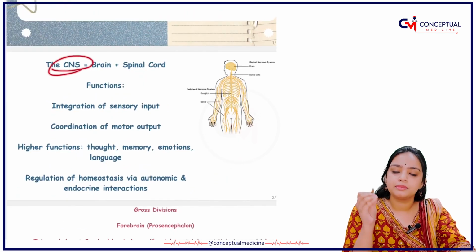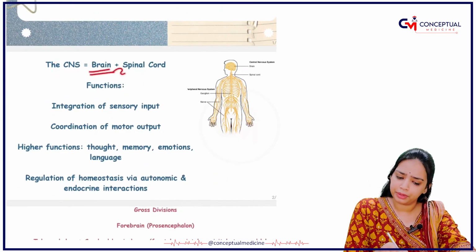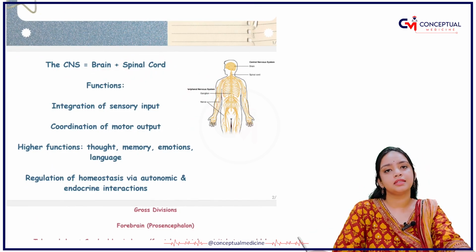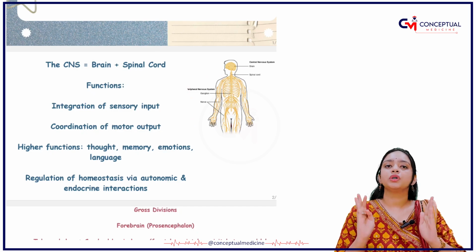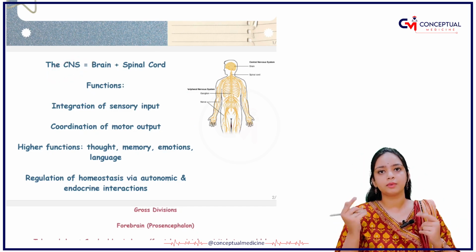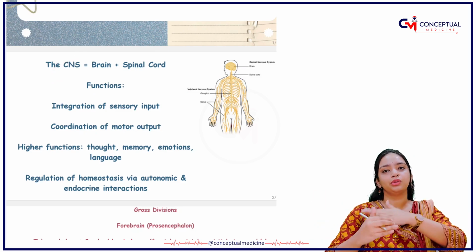So CNS is basically composed of two things. You have your brain and you have your spinal cord, because the rest are the peripheral nervous system. Just your brain and spinal cord is your central nervous system. Why central nervous system? Because it lies in the center. And periphery, why? Because they lie on the periphery.